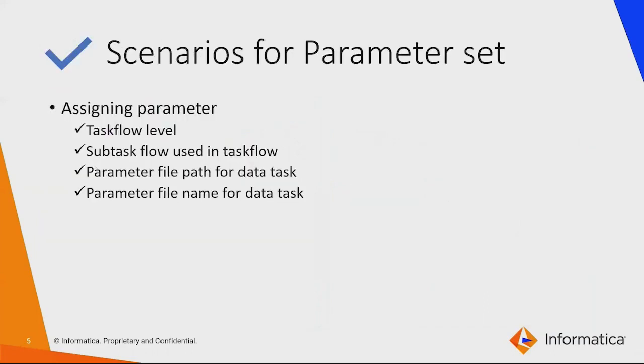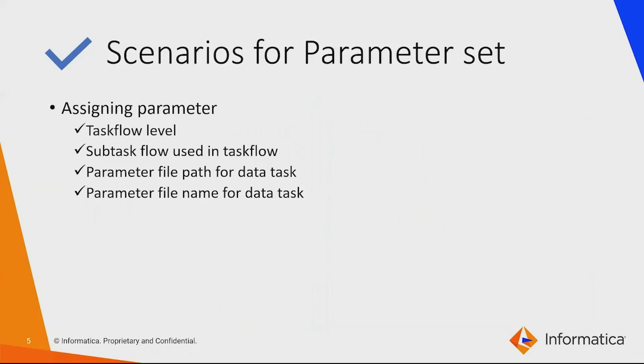So there are some scenarios where we can use this parameter set. As I said, if you want to assign any parameter values which are defined at the task flow level, you have to use the parameter set. Similarly, if there are subtasks within the task flow, and you are using some parameter within that subtask flow, then they can also be assigned through the parameter set.